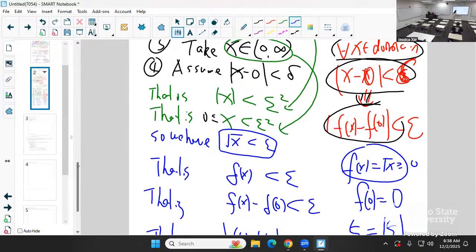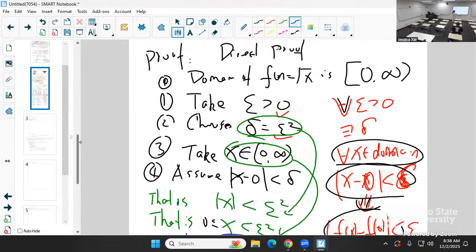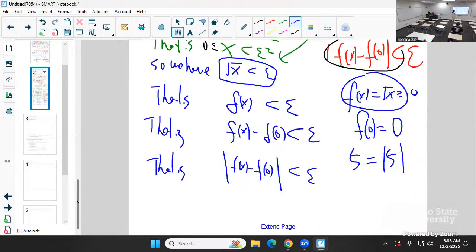Okay, let's step backward to take a look. Pick an arbitrary epsilon, with delta chosen to be epsilon squared. We are able to show that for any x in the domain, when x minus 0 is less than delta, we can show that f of x minus f of 0 is less than epsilon. Right, then. So by the definition, as a summary, finally we have a summary.